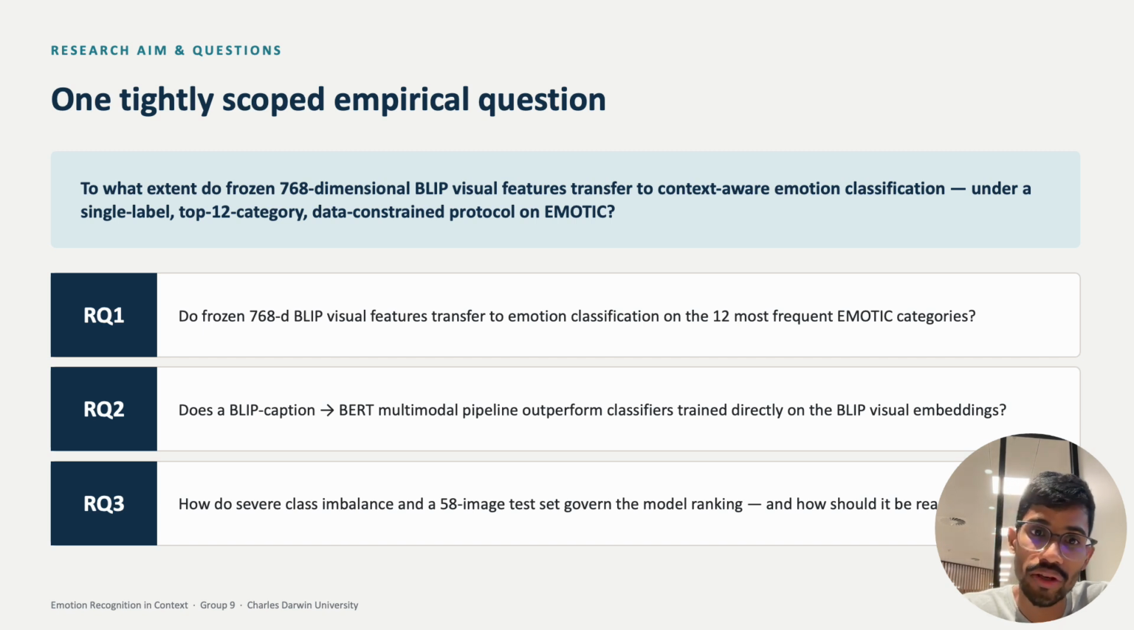We asked three questions at first. The first one is, can BLIP features help classify the top 12 emotion categories? Second, does the BLIP caption plus BERT method perform better than direct visual features? The third one, how do class imbalance and the small test set affect the result? Now I'll pass to Rochak.